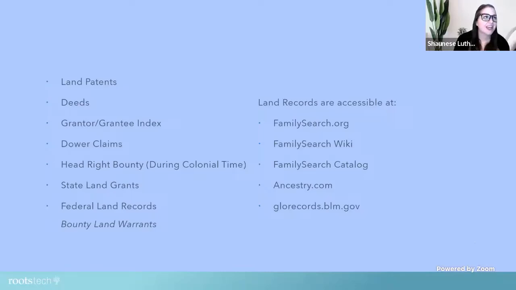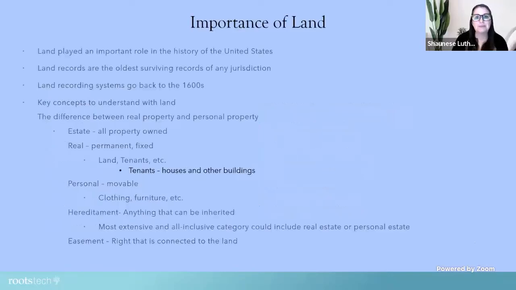So the importance of land. Land plays an important role in all of history of the United States. Honestly, most likely the history of the world, because people are always wanting land. People are always wanting to take land from other people, to conquer. You know, land records are the oldest surviving records of any jurisdiction. They go all the way back to the 1600s.